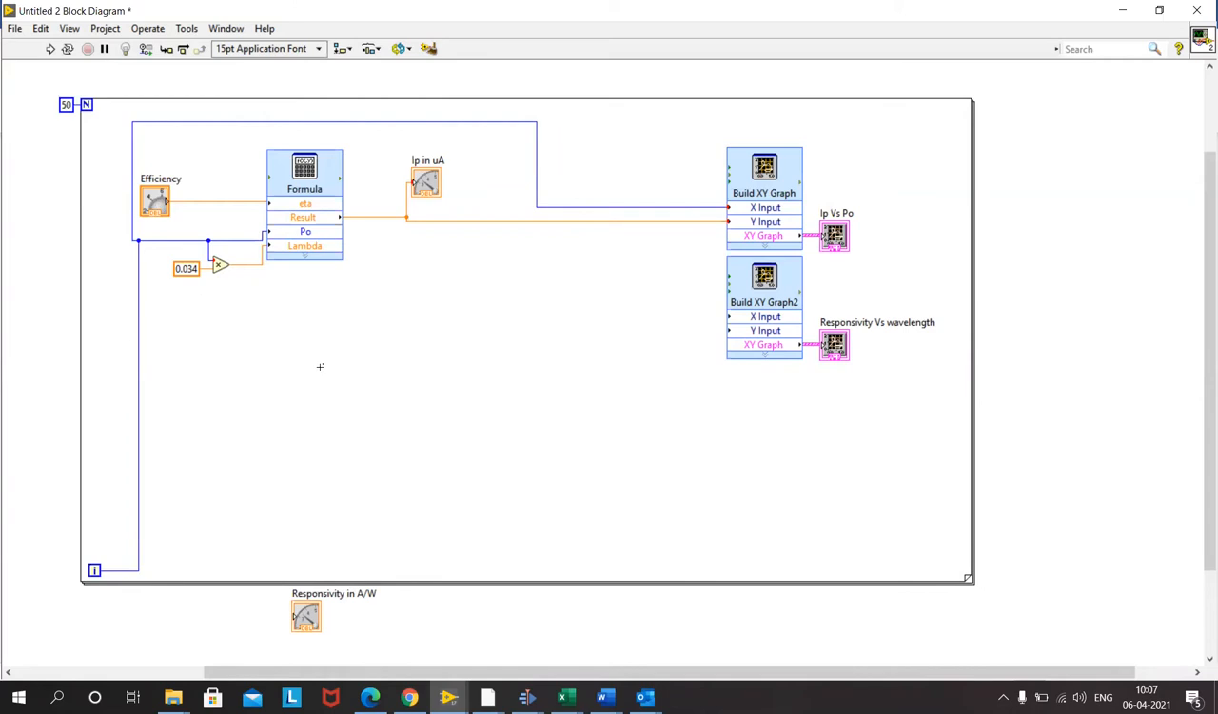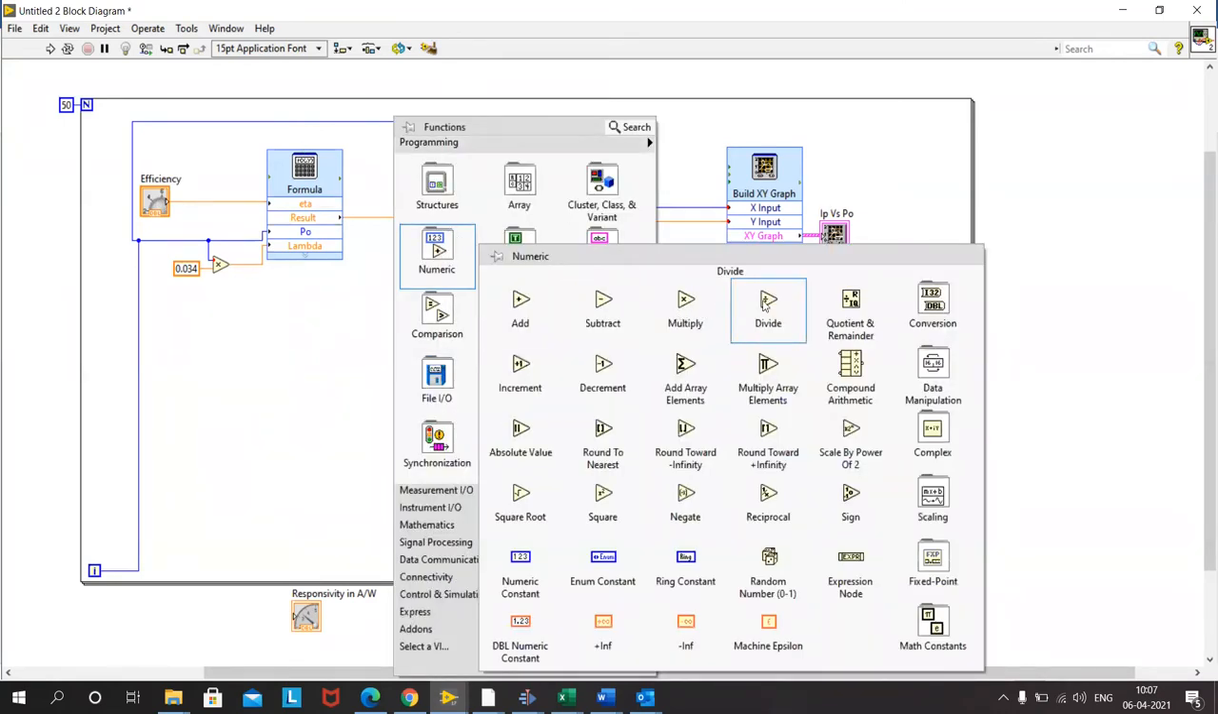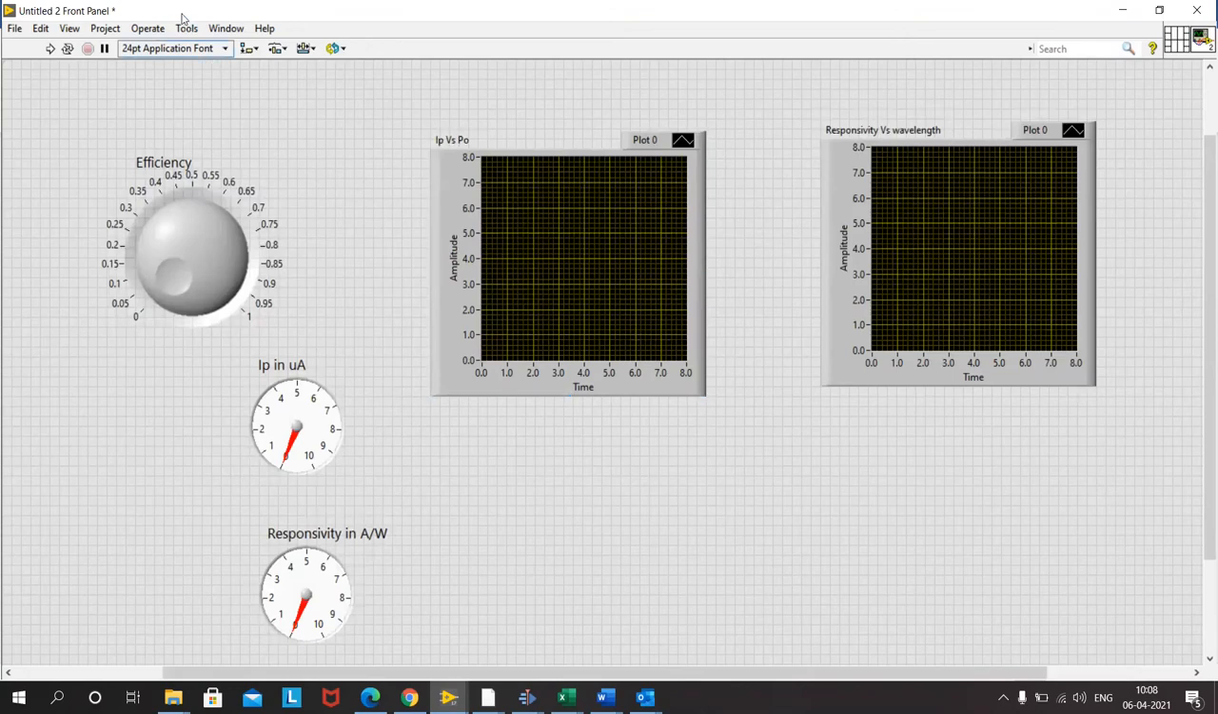Now to get the responsivity, we just need to divide IP by PO. So we'll use a division, and to the second input we will connect PO. Now this is our responsivity. We'll connect it to Y and connect the X to the wavelength. We can even connect this to see the value of responsivity in our gauge. Once this is done, we just run it and see.